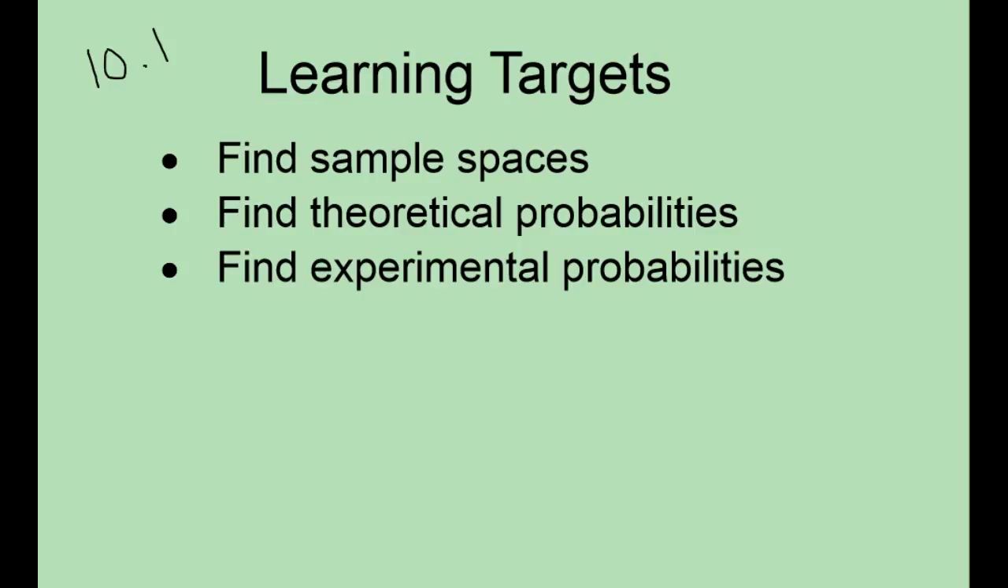Let's look back at our learning targets. Our first one was to find sample spaces, and remember that a sample space is all of my possible outcomes if I was going to test the situation. Then we looked at theoretical probabilities, where I haven't done the experiment yet, so I'm just trying to think of what might happen. And then we found some experimental probabilities. We've already done these experiments or surveys, and we take the data and find probabilities based on that. Now that we've looked at all of these things and checked off these learning targets, go ahead and work on the homework for section 10.1.